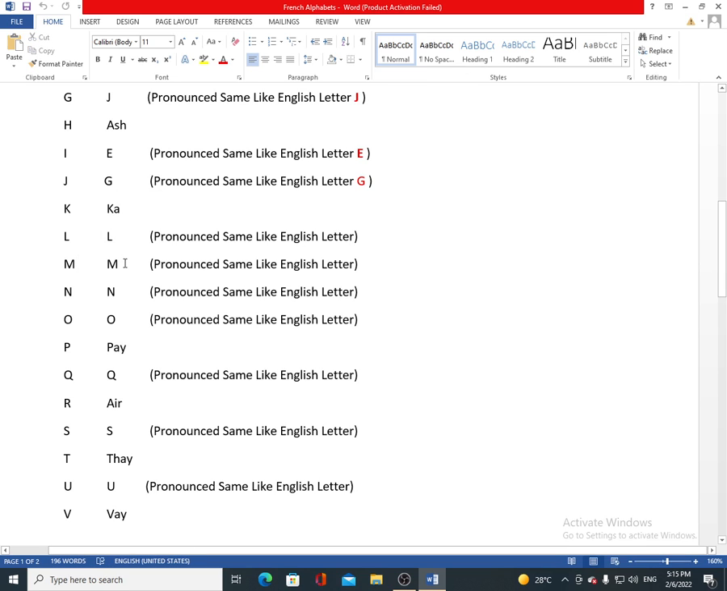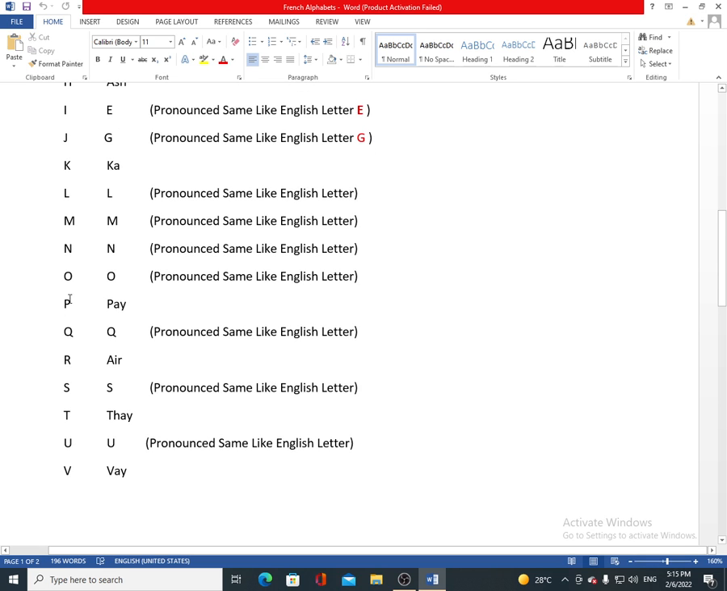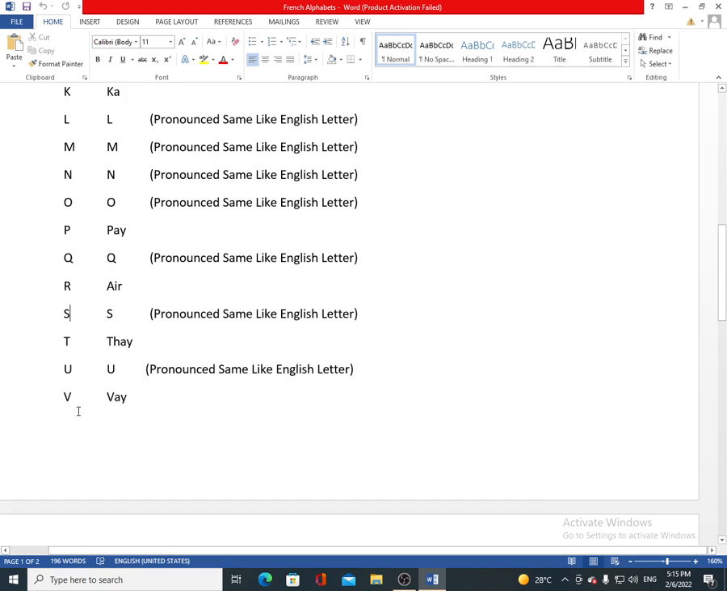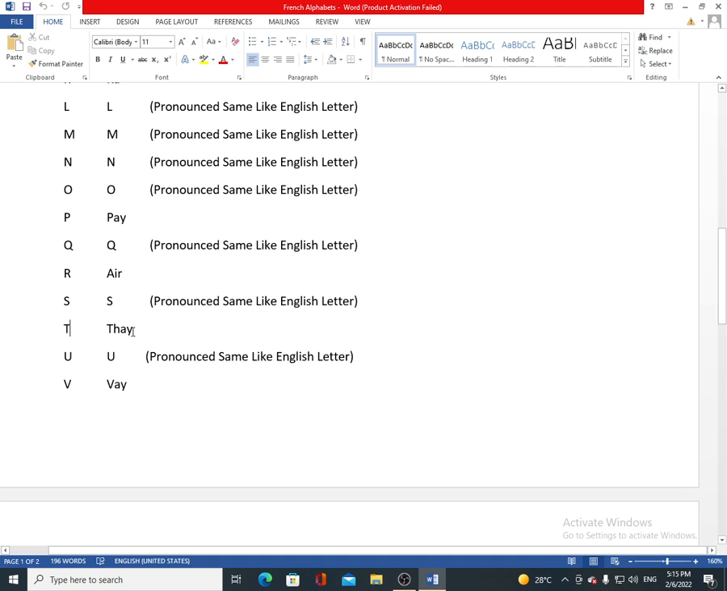M is pronounced the same as the English letter M. N is pronounced the same as the English letter N. O is pronounced the same as the English letter O. P is pronounced differently, P. Q is pronounced the same as in English, Q. R is pronounced differently, air. S is pronounced the same as S. T is pronounced differently, that is Te. Te. U is pronounced the same, U.